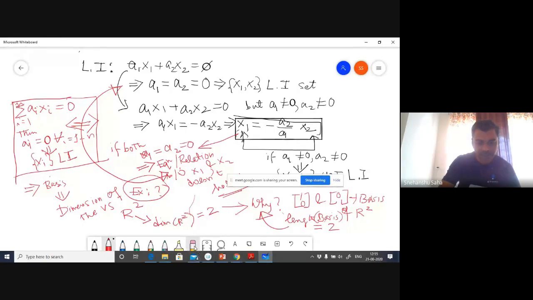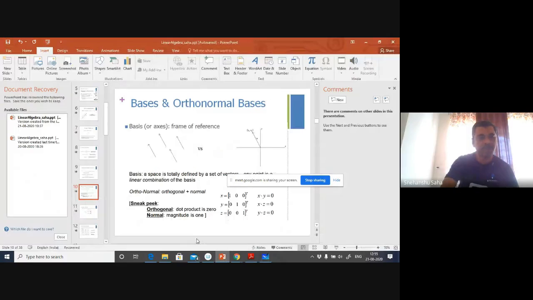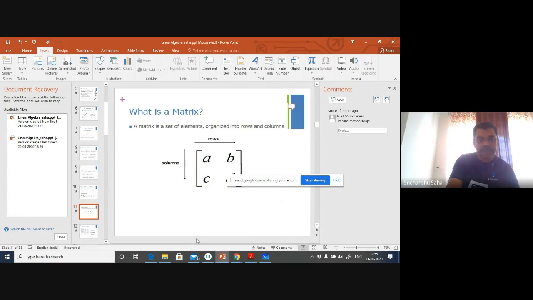All right. Now, let's go back to the slides. So here we are talking about basis. Don't worry about orthonormal basis for now. We'll come to that. And then, what is a matrix? A matrix is nothing but a concatenation of column vectors, as I have already shown you.